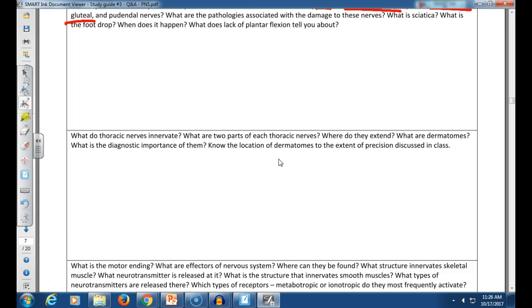Thoracic nerves, do they form plexus? They do not. What they innervate: chest, upper abdomen, and pretty much the same region in the back. Dermatomes. You're going to get questions on the dermatomes, and I can give you what sort of question.